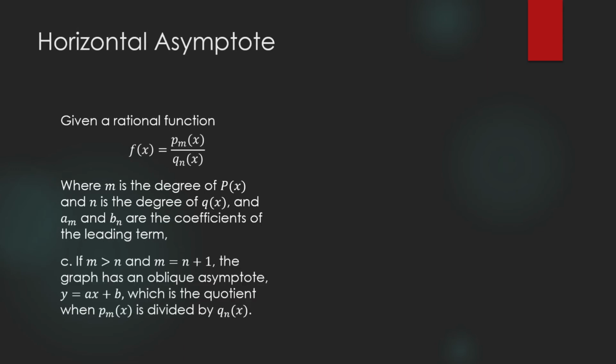Now, what happens when m is greater than n by 1? In which case m is equal to n plus 1. When these are the degrees of your numerator and the denominator, the asymptote that will appear is what we call the oblique asymptote. So it is not horizontal, it is not vertical, it is slanted. And you will obtain the equation of that oblique asymptote when you divide the numerator by the denominator, and then you will pay attention to the quotient. The quotient will define the equation of your oblique asymptote.